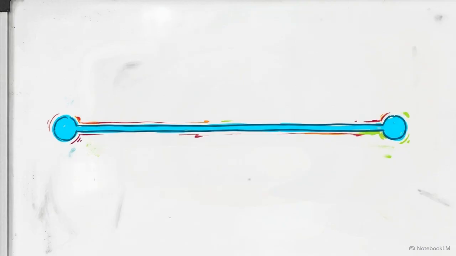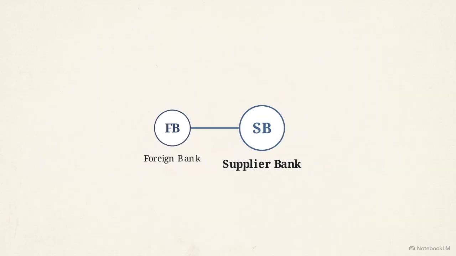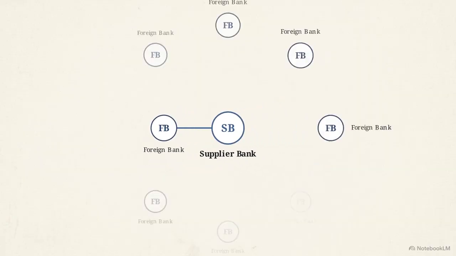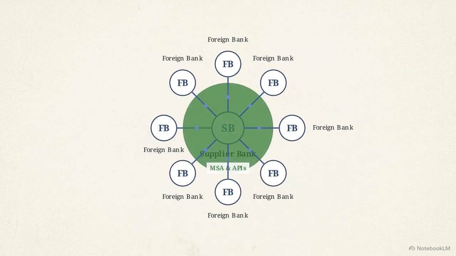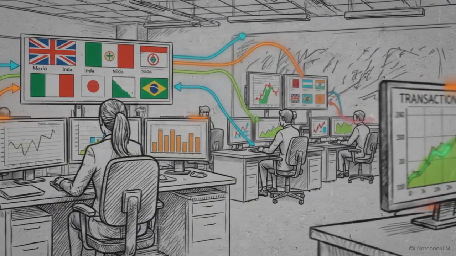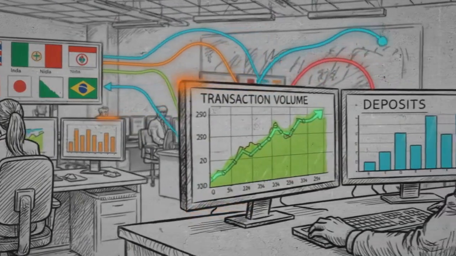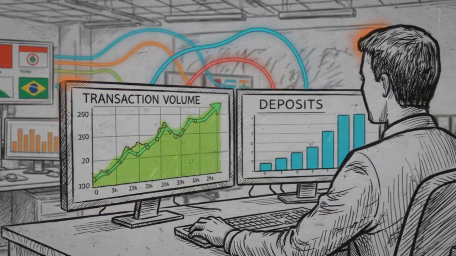We have examined a single optimized bilateral corridor. As we zoom out, we can see the network effect. Because the MSA legal frameworks and API integrations are standardized, adding subsequent partner banks requires marginal effort rather than custom builds. This positions the Supplier Bank as the designated high-volume gateway for its local currency within a growing global ecosystem.